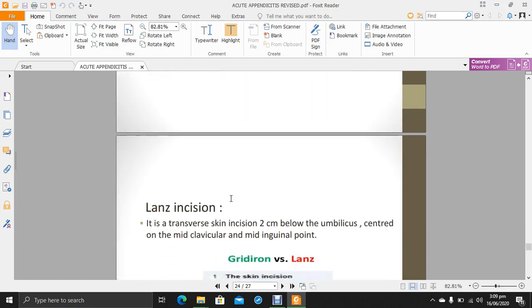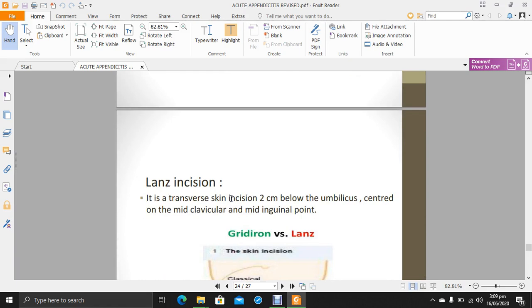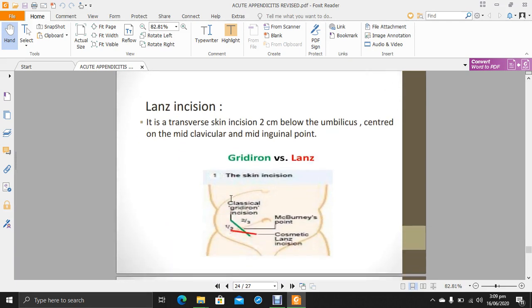We can also make a Lanz incision. As I mentioned before, this is the anterior superior spine, this is the umbilicus, and this is an imaginary line. From here up to here is the gridiron incision, and this is the Lanz incision. In the Lanz incision, we make it at the McBurney point, 2 centimeters below the umbilicus. It is a very cosmetic incision, and there is another incision. In this, all the layers are divided in the line of incision.